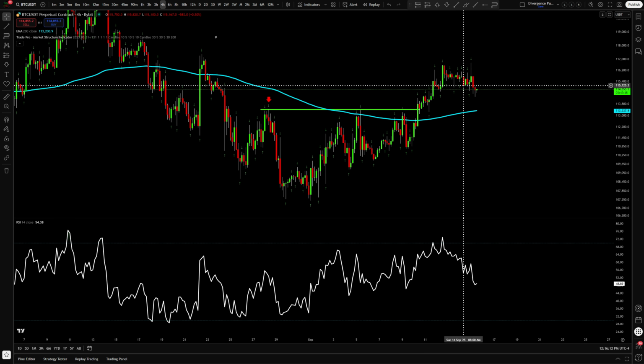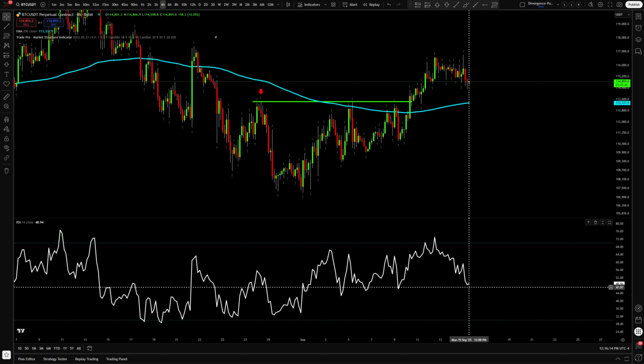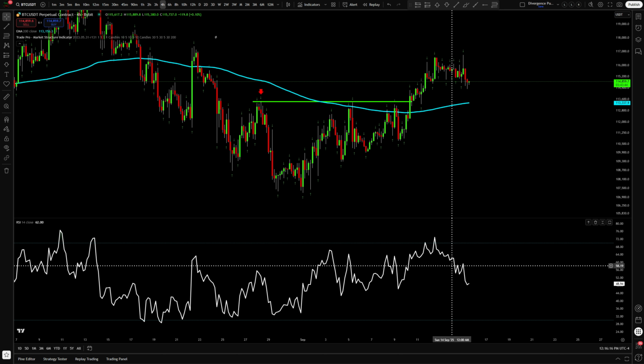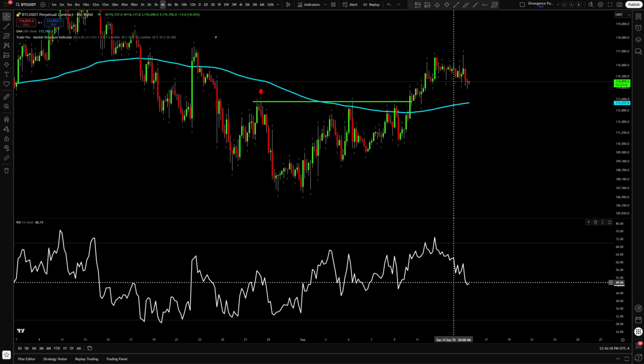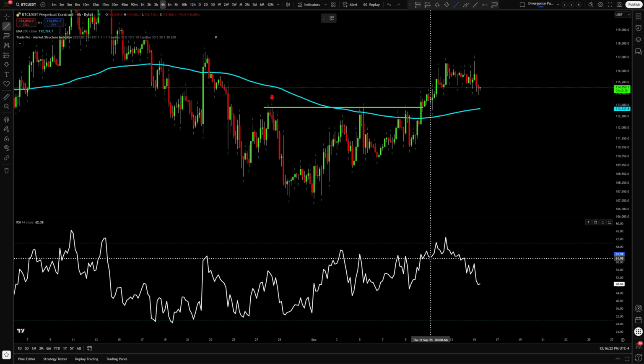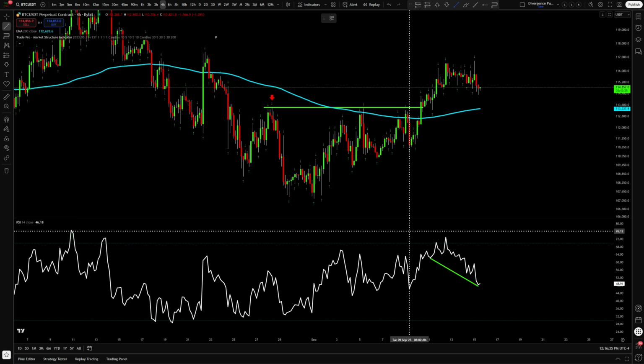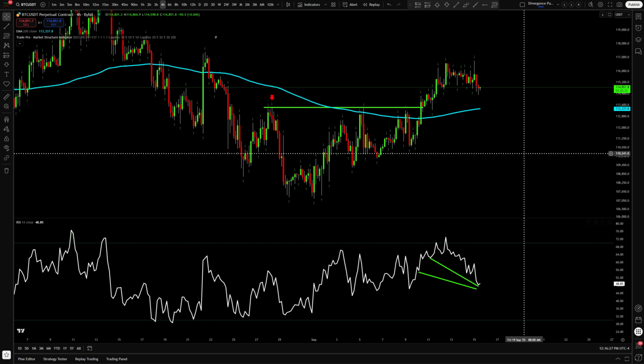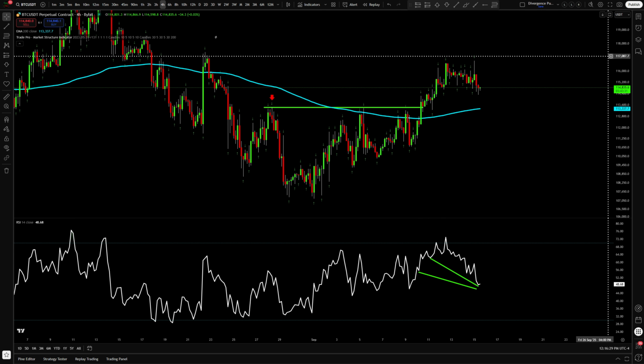Looks like we're just doing a little pullback, which is setting us up with a nice reset on the RSI, potentially some hidden bullish divergence I see there as well. If we look at some of these minor pivots, you can see some hidden bullish divergence there, which is great to see for continuation to the upside.